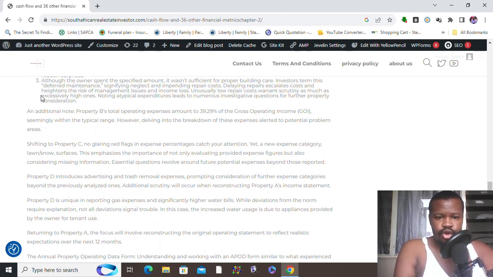Additional scrutiny will occur when reconstructing Property A's income statement. Property D is unique in reporting gas expenses and significantly higher water bills. While deviations from the norm require explanation, not all deviations signal trouble. In this case, the increased water usage is due to appliances provided by the owner for tenant use.